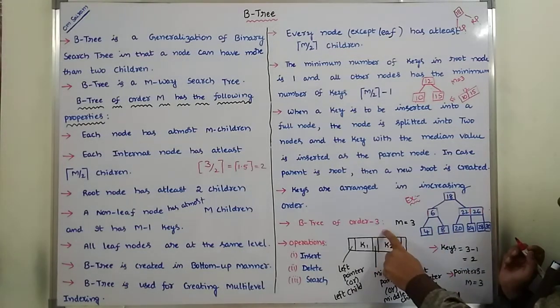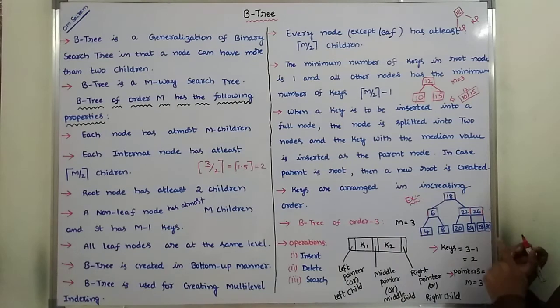In the order of 3, each node has at most two keys, that is m minus 1 keys, 3 minus 1, that is 2 keys. This node contains 2 keys. This node contains 2 keys.